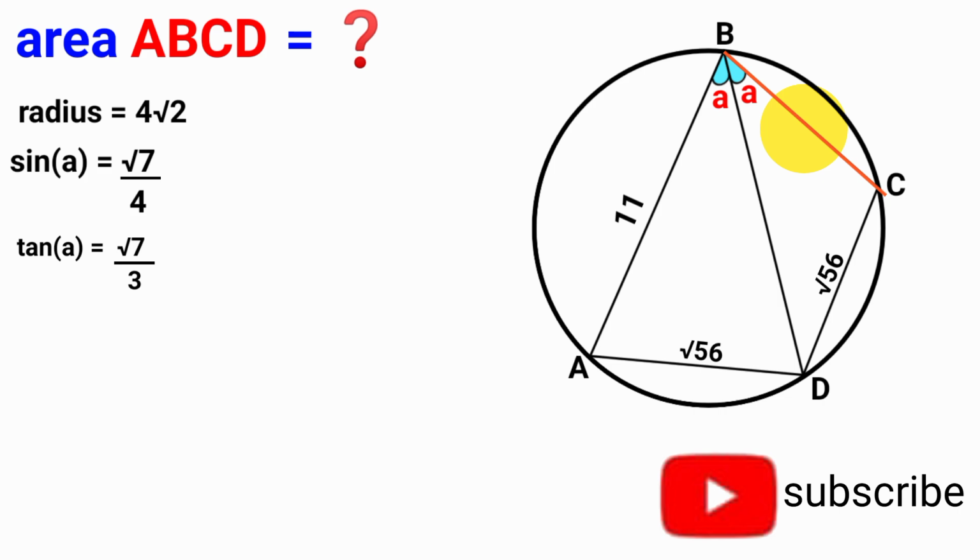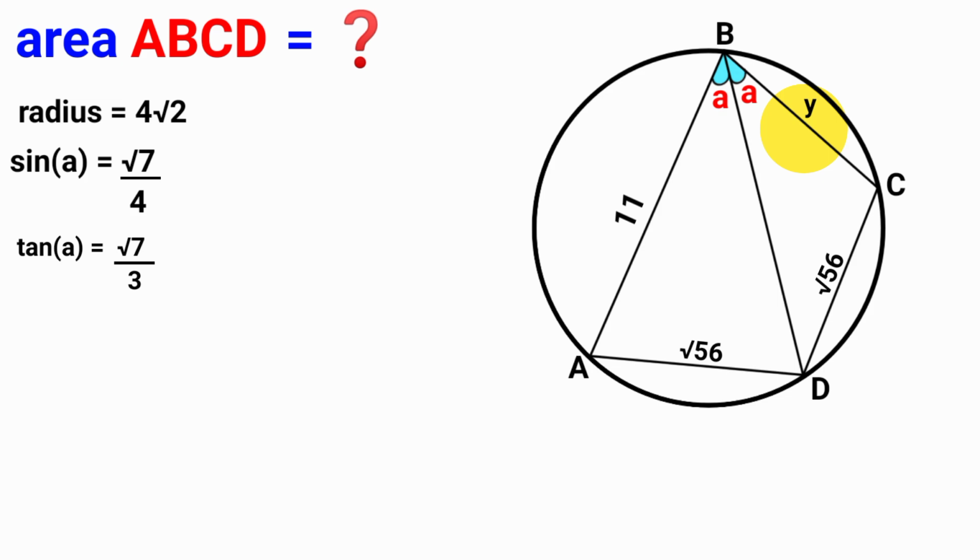We don't have its length, so we assume it to be y. Now what we want to do is come here, draw a line from this point C to a point on this line AB. So we have a segment the same length as this, which is y. So therefore, the length of this segment is y.